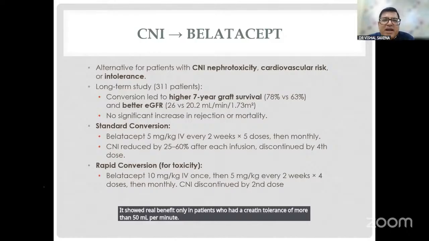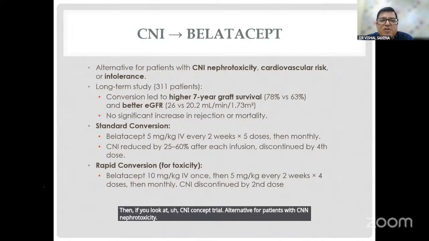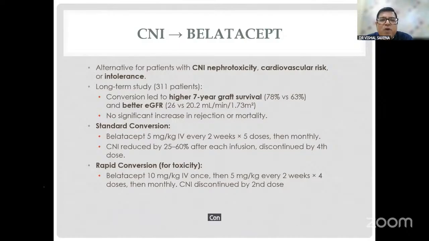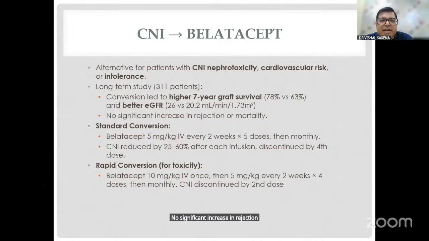Then if you look at CNI to belatacept conversion, the CONCEPT trial, an alternative for patients with CNI nephrotoxicity, cardiovascular risk, or who are intolerant to CNI. In long-term studies of 311 patients, conversion led to higher 7-year graft survival, 78% versus 63%, and better eGFR, 26 versus 20.2 ml per minute per 1.73 meter squared, with no significant increase in rejection or mortality.